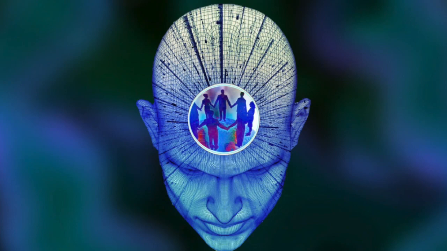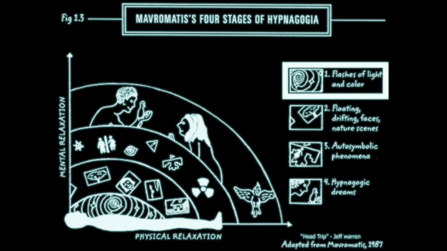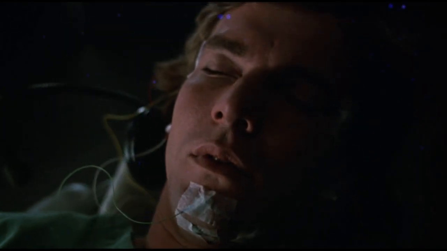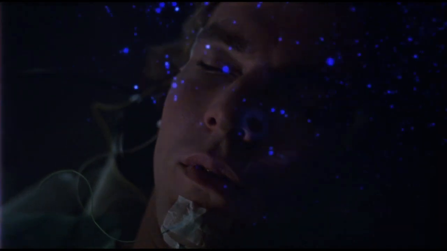What is fundamental to all of this is the loosening of ego boundaries. Dr. Mavromatis explores the phenomenology of this loosening of ego boundaries and provides a first-person account of this experience in 4 stages. As one enters a deep state of relaxation, to the point of almost falling asleep, one encounters the first stage of hypnagogia, which usually begins with a visual experience of flashes of light and color in the darkness.